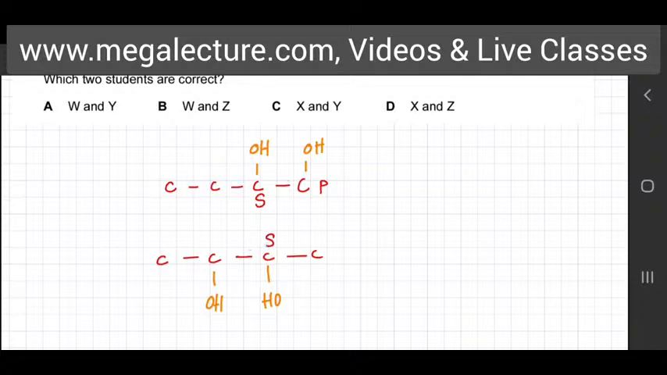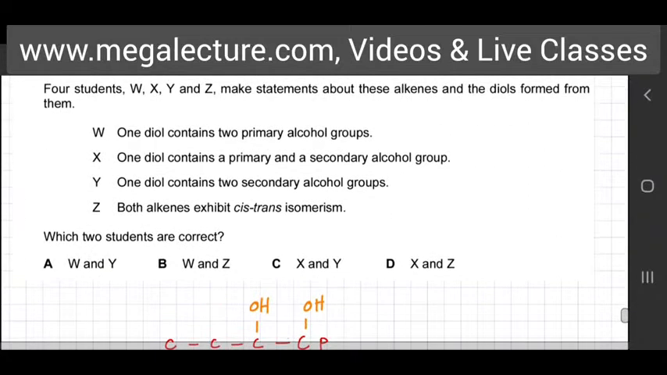This one, both of them are secondary. Why? Because the carbon is bonded on both sides by carbon chains. Over here, the carbon is bonded on two sides by a carbon chain. So those two are secondary. So student number one is definitely wrong because you don't get two primary alcohols.